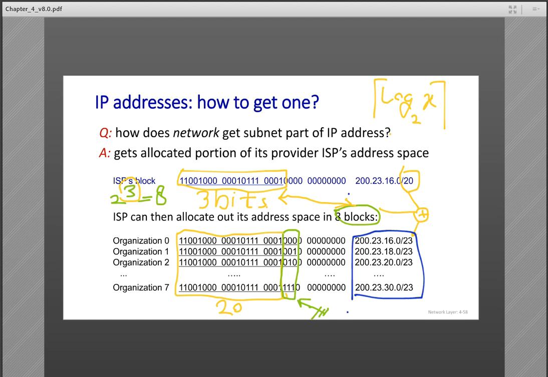So simply, I need 8 blocks. I know that to show those 8 blocks, I need 3 bits. So I'm extending the subnet ID from 20 to 23. I'm adding 3 bits to the subnet ID, subnet mask or subnet ID. And using those 3 bits, I'm defining those 8 blocks. So I'm reducing the space for the host ID.